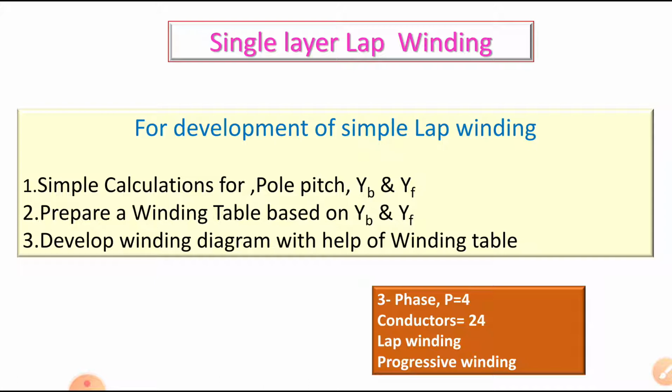What is the simple calculation for the pole pitch, R Y B? Okay, for a simple case study. What is the simple case study? He is given a 4 pole machine, conductors 24, lap winding, progressive winding. So let us calculate some simple calculations.